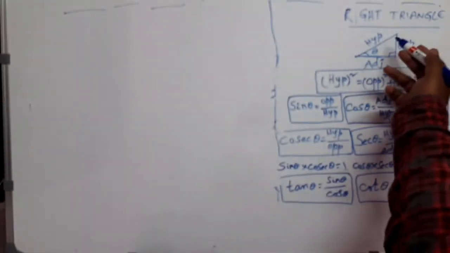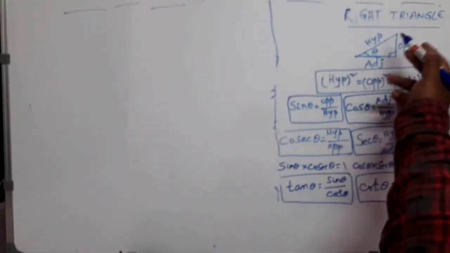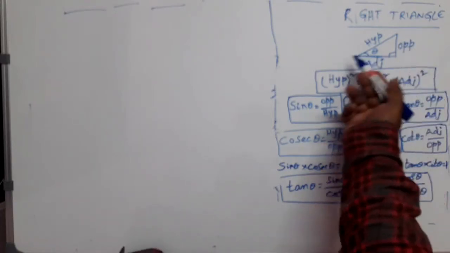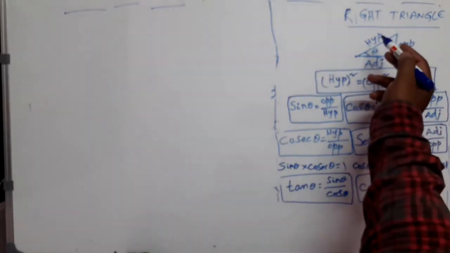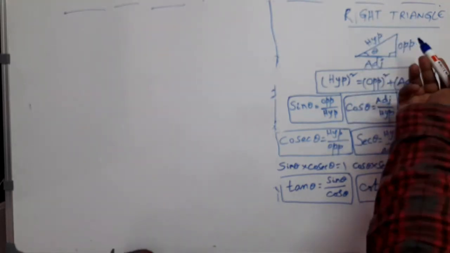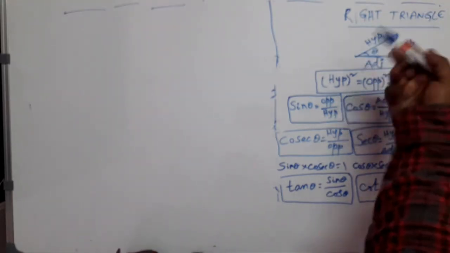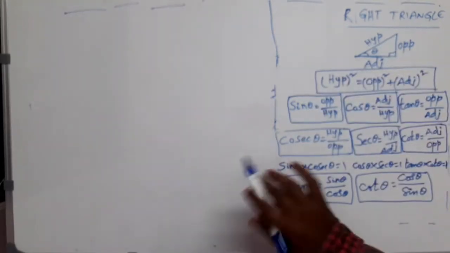Anyway, Pythagoras theorem, we know: square of hypotenuse equals the sum of squares of the remaining two sides. So in this context, hypotenuse square is equal to opposite side square plus adjacent side square. This is a very useful formula. In this right angle triangle, if you know the lengths of any two sides, you can find the length of the remaining side using this Pythagoras theorem.